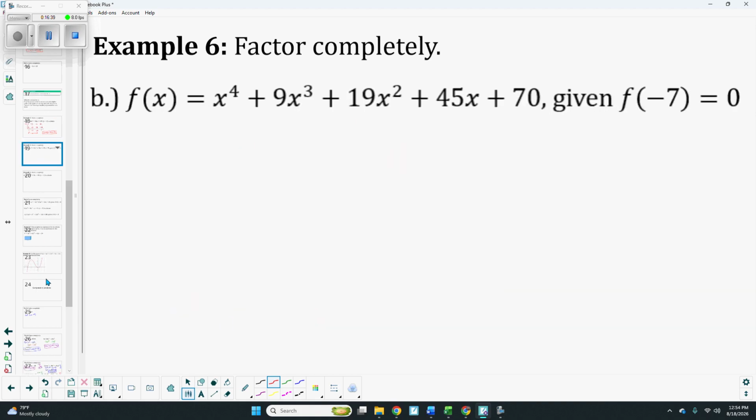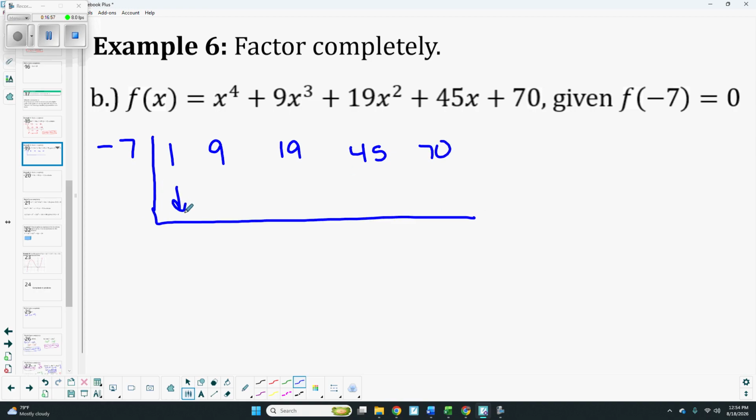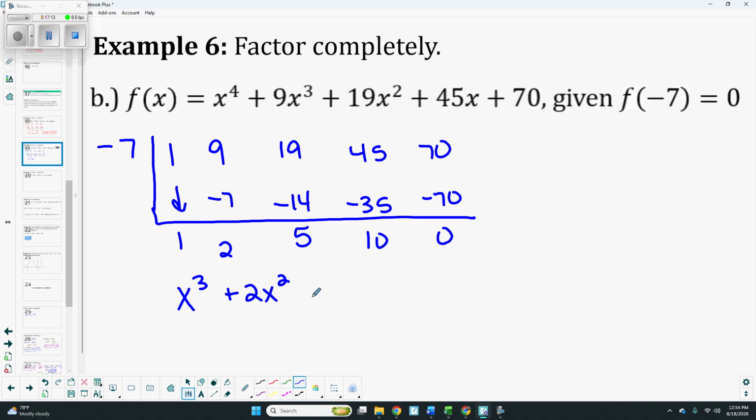All right, so another one, this one tells us that f of negative 7 is 0, so that means actually negative 7 is what's going to go in. We don't have to change the sign because they're already giving us the 0. We have 1, 9, 19, 45, and 70. So multiply, add, multiply, add, multiply, add, multiply, add. So I'm left with x cubed plus 2x squared plus 5x plus 10.